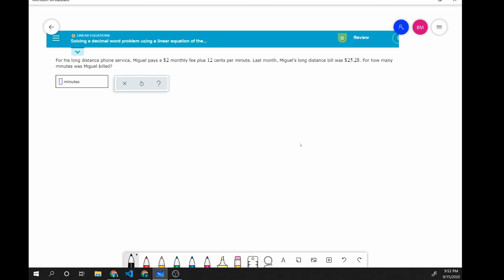This is our second problem in the topic, solving a decimal word problem using a linear equation of the form AX plus B equals C. So now let's review. AX plus B equals C. A is going to be our change, or each, every, and per. Those are our key words we're going to look for. B is our starting value, and C is our final or ending value.